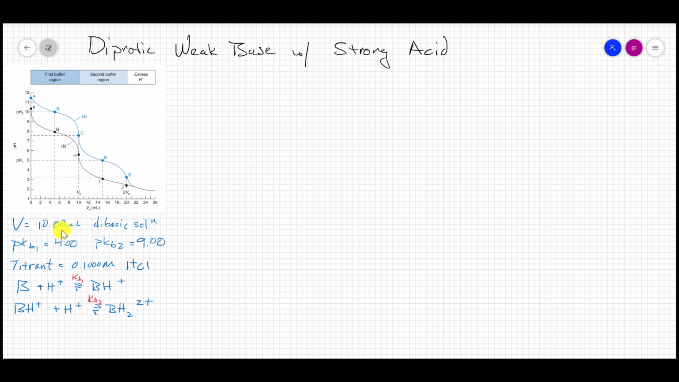That has a 10 milliliter dibasic solution, just a generic base with a pKb1 of 4 and a pKb2 of 9. And we're going to use a 0.1 molar HCl titrant, and then I just wrote out the two protonation steps here. So we have base, and that first protonation step is dictated by Kb1, and then the second protonation step is dictated by Kb2.